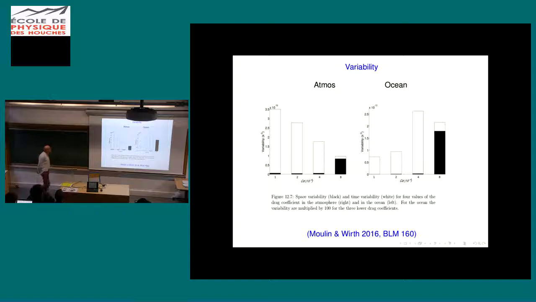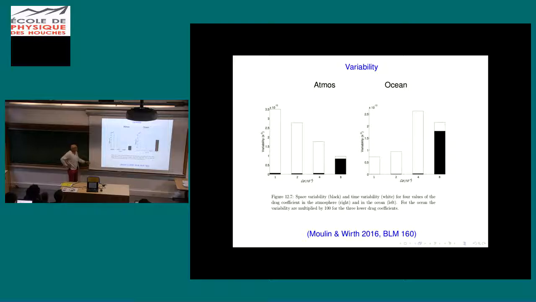And then we also looked at the temporal variabilities. That is, we looked over several integrations over a long time, and we looked at the variability in time. And the result is what you see here, for the lower friction coefficient. So this is the total variability. What is white is the temporal variability, and what is black is the spatial variability.